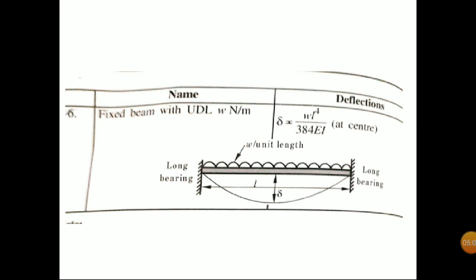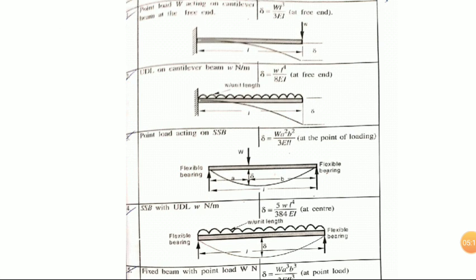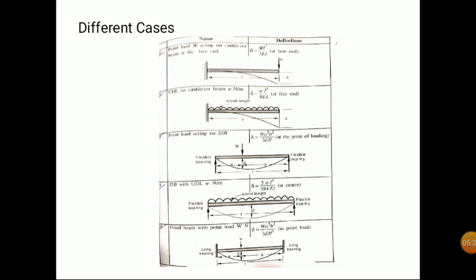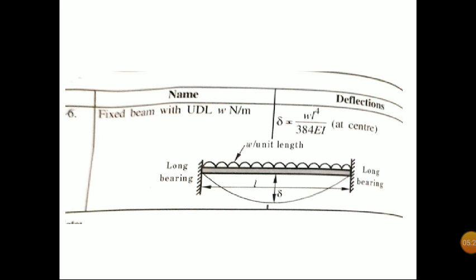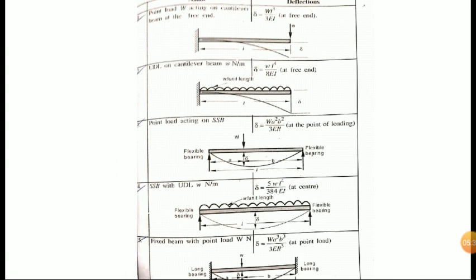And one more case is there, fixed beam with the UDL. With a fixed beam with UDL, the equation is delta equal to WL raised to 4 by 384 EI. If you compare here, you can see it is almost the same as the simply supported beam with the UDL, and here also the fixed beam with the UDL. If you compare the equation, 5WL raised to 4 by 384 EI for the simply supported beam with UDL.